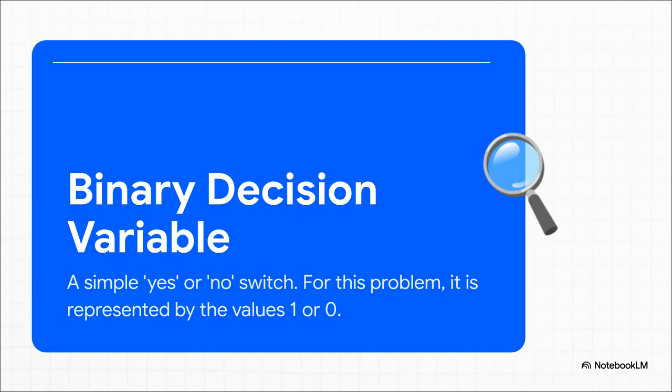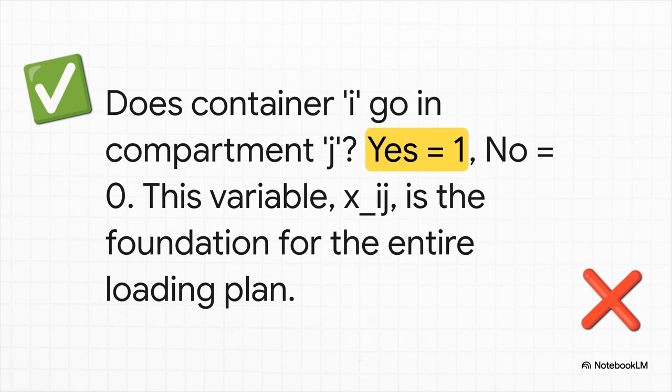And the absolute hero of this language is something called the binary decision variable. It's a beautifully simple idea. It's basically just a switch that can only be on or off. A yes or a no. A 1 or a 0. That's it. And here's exactly how it works.